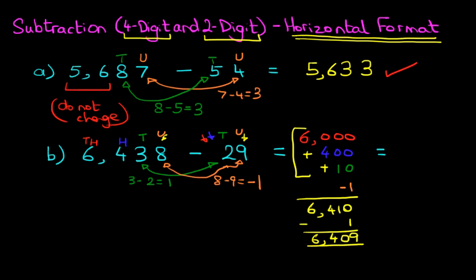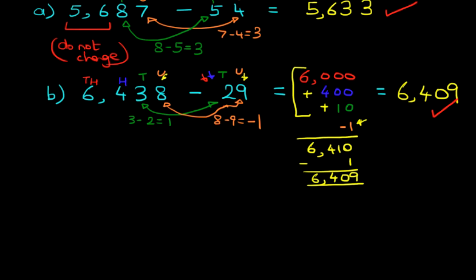Okay, therefore, the answer is 6,409. And in this example, first we began with the thousands, then the hundreds, then the tens, and then the units. We added them together, and the only thing we had to do different was to subtract the 1. That gave us our answer, 6,409. So that is a second method. We're now going to look at a third method.